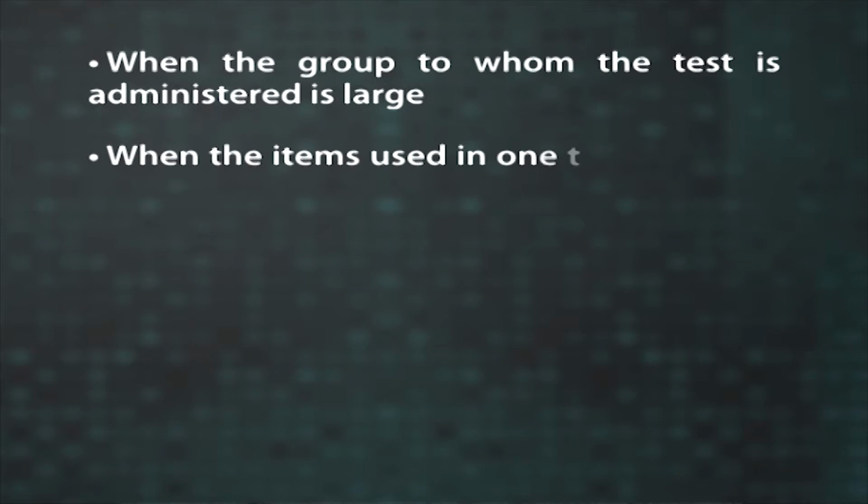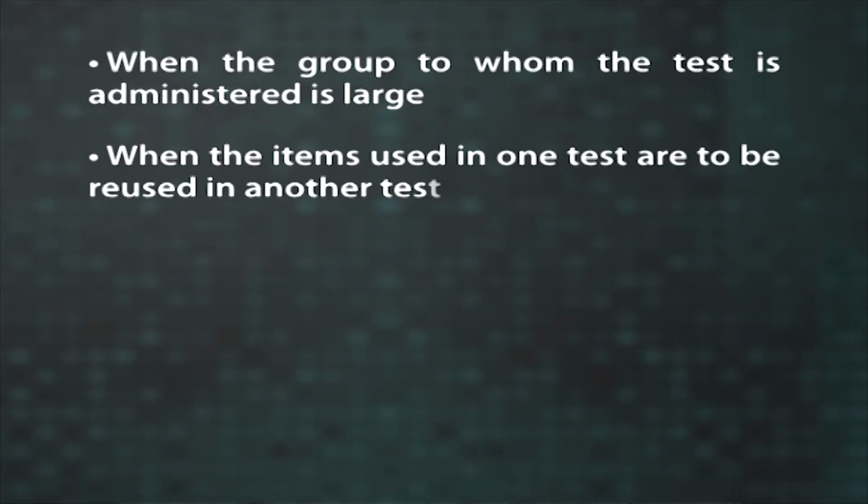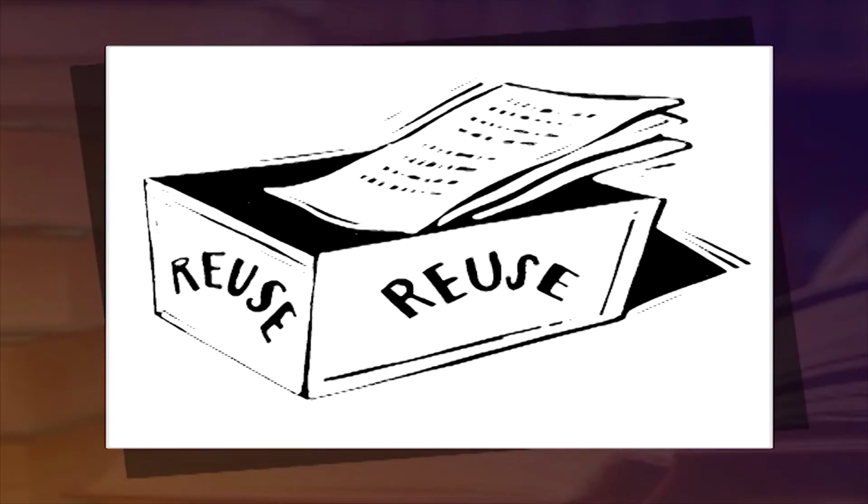When the items used in one test are to be reused in another test. In an objective type test, the number of items will be more than that of an essay test. It is nearly impossible for students to memorize all the questions and their various options. Therefore, it is easy to maintain the security of test items in objective tests, and the questions used in one test can be reused in another test.